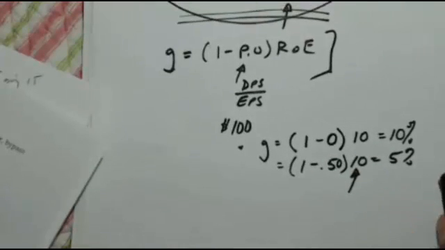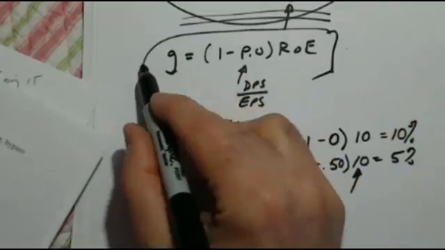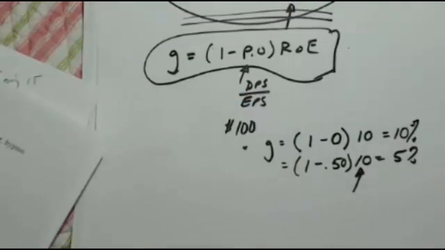Okay, that's one method. This is a very common method to estimate growth. Quick and dirty way of calculating growth. Now, another way to deal with growth is to estimate it by looking backwards in time.